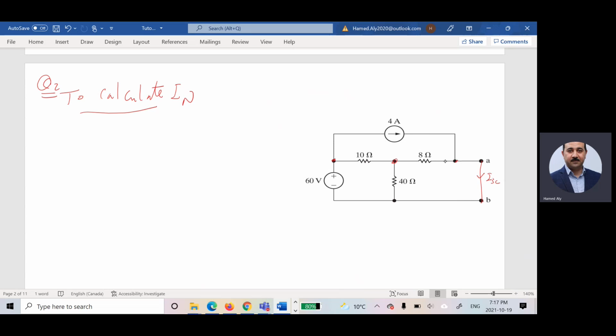The current in this branch, which will hit that node, is equal to what? It's equal to this voltage minus 0 divided by 8. And the current here is 4. So this current plus this current is equal to I short circuit.